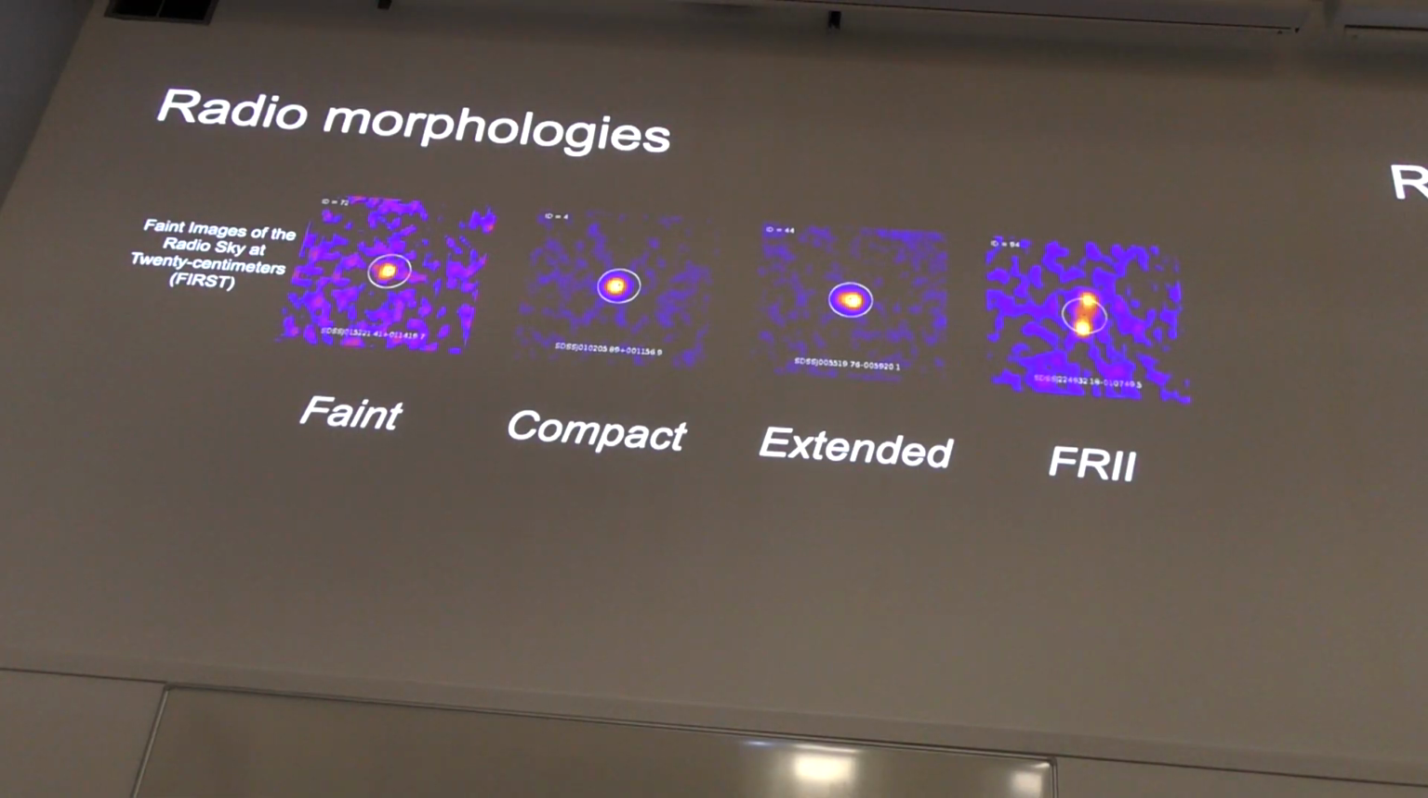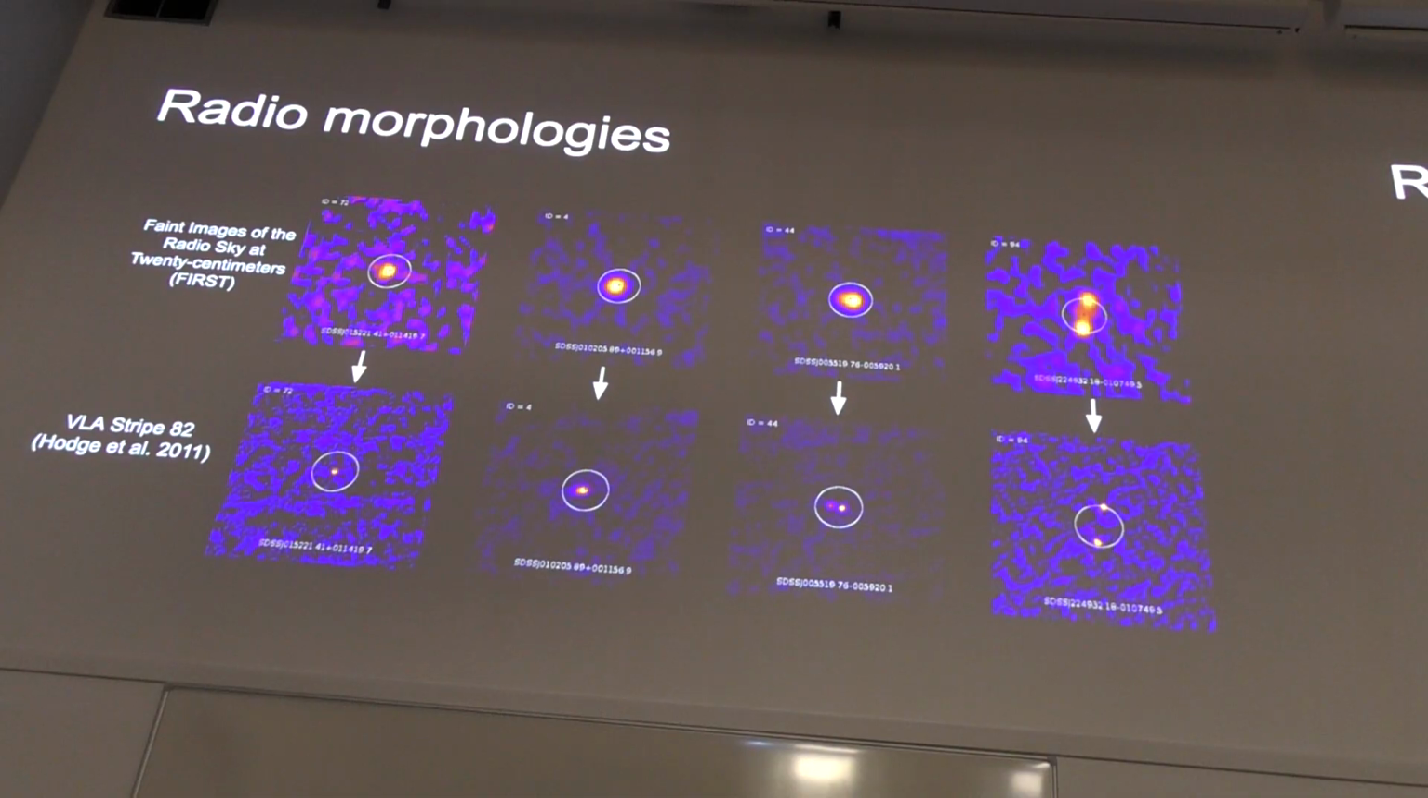Faint just means it's too faint to know what the shape is. Compact just means it looks like a blob, it's unresolved. Extended is where you see a bit of extension, and then FR2 is just this historical category, which means you see two jets.